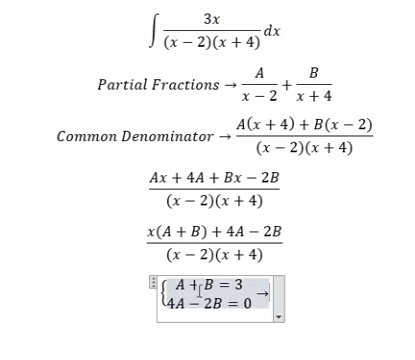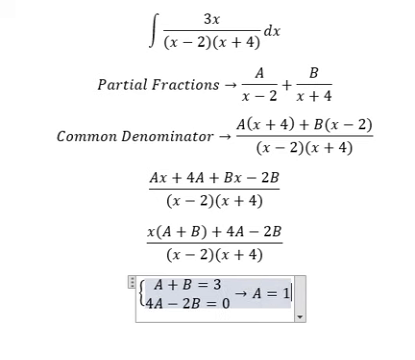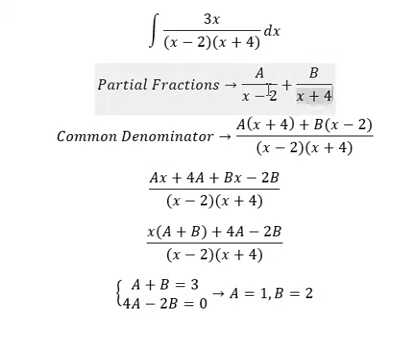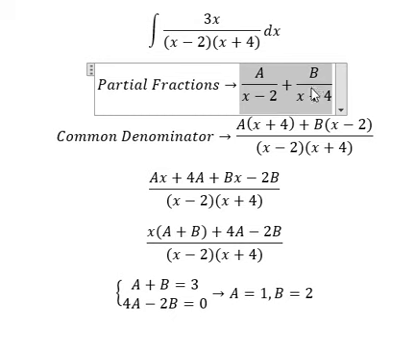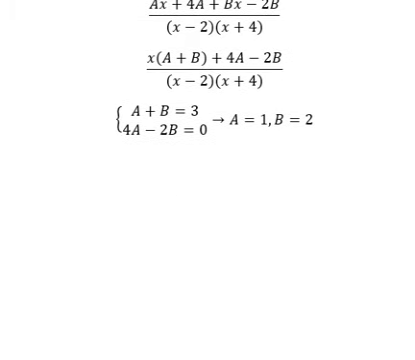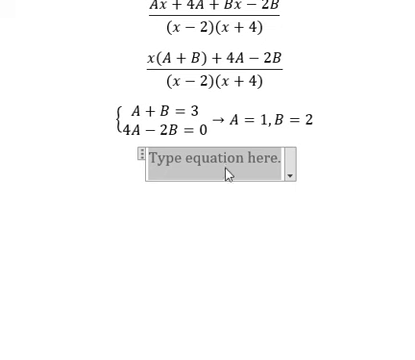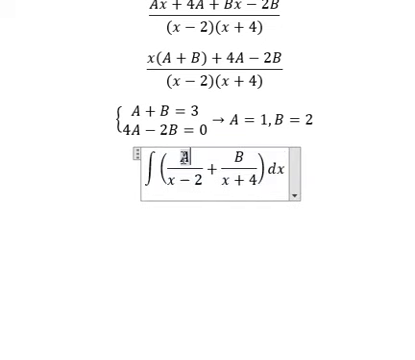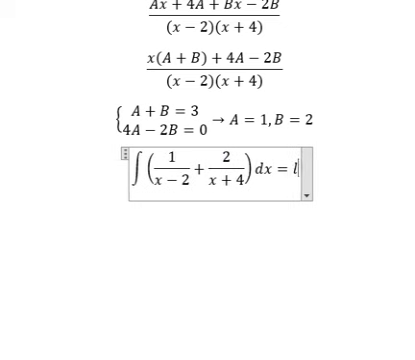And now we need to find the solutions of A and B. So A equals 1, B equals 2. And now we put A and B in here. So A equals 1, B equals 2, and now we have the final answer.